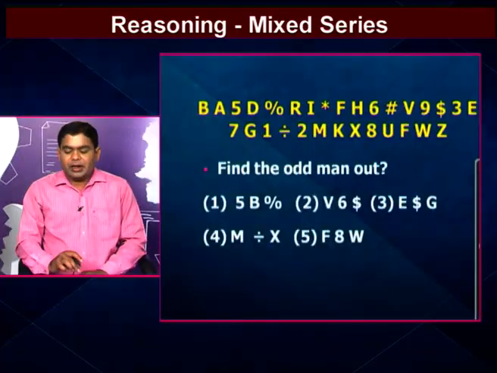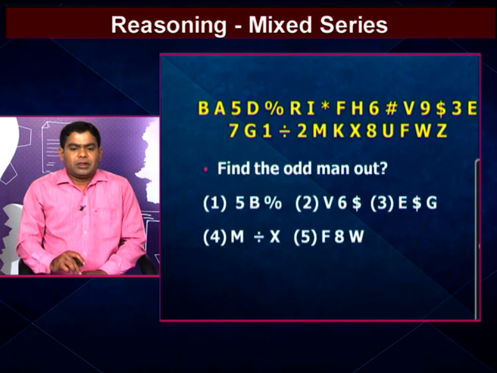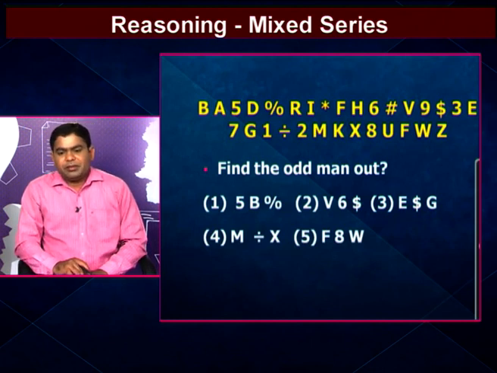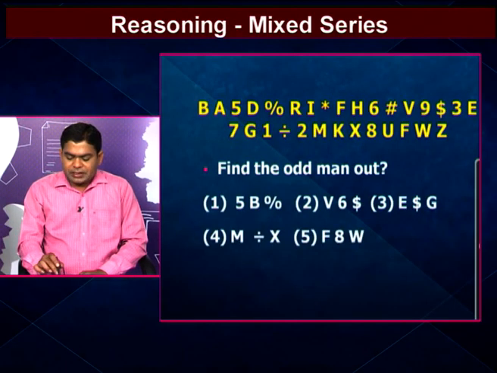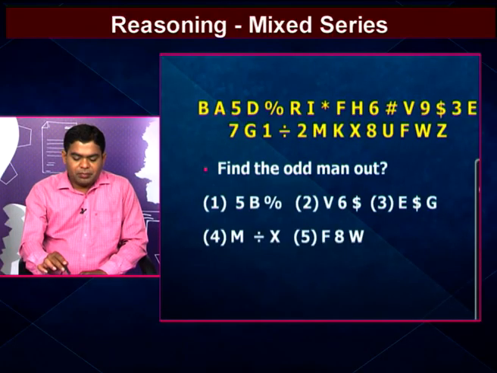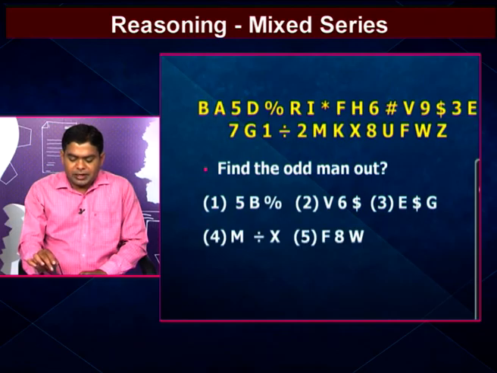We go to the next question. That one is find the odd man out. So here in the given question 5 options are given. 4 are the same pattern, 1 is different. We find out that option. So here the first option is 5b percentage. Here 5 is there, b is there. In our option 5b percentage, 5 is there, b is there.